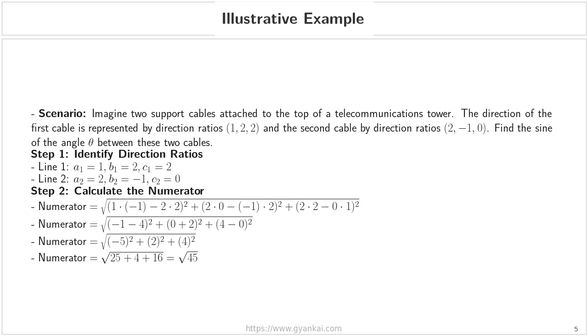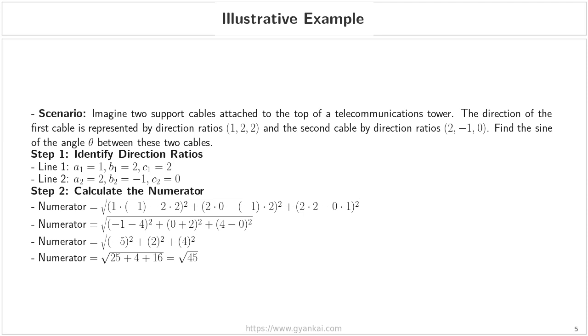Step 2. Now we calculate the numerator using the cross-product terms. We calculate the difference of the products in pairs. First, 1 times -1 minus 2 times 2. Second, 2 times 0 minus -1 times 2. And third, 1 times 2 minus 2 times 0.